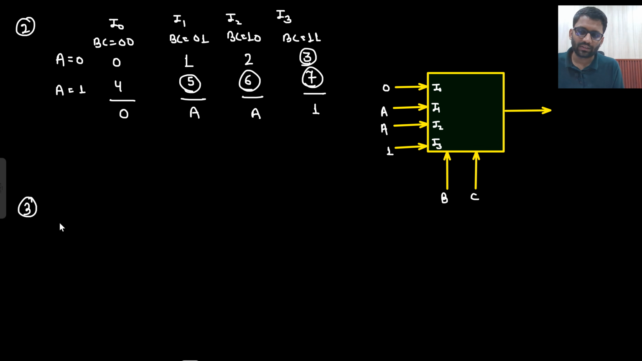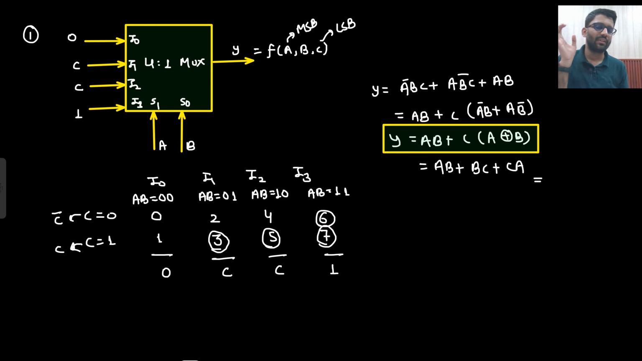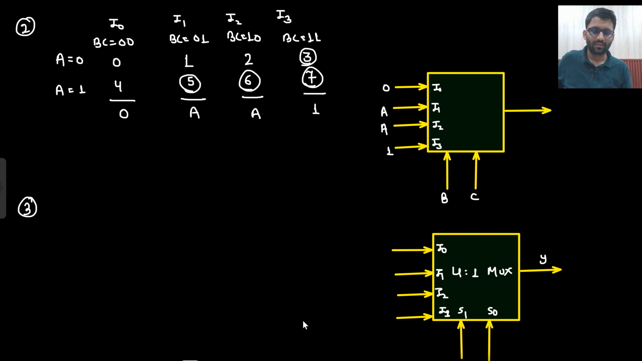Let's solve the third one. You should solve on your own. CA as select line, where C is the MSB. For the function, MSB is A only. No one is changing it. This is the LSB. But CA as the select line, where C is the MSB and A is the LSB. So this would be your C. This would be your A.